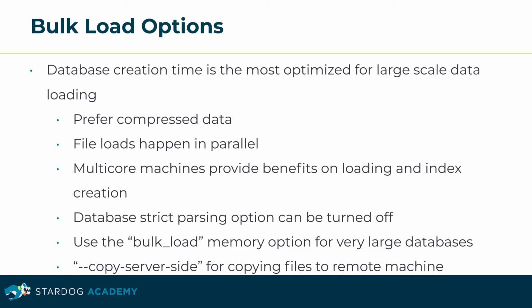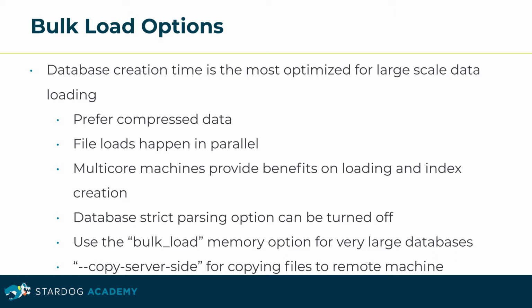Additionally, splitting that data set up into multiple files and loading them in parallel will also run faster, as Stardog takes advantage of multiple cores on multi-core machines, both on the loading as well as on the index creation. There are a couple options that we can use to speed it up even further. First, if we are relatively confident that the RDF is sound, we can turn off the strict parsing option, which reduces some processing time during the loading process.